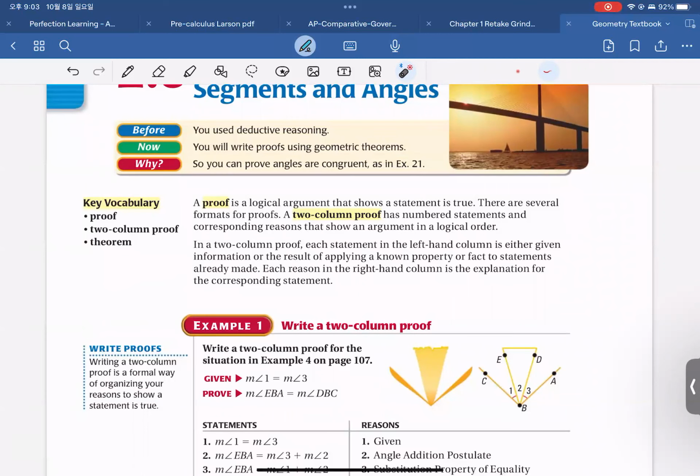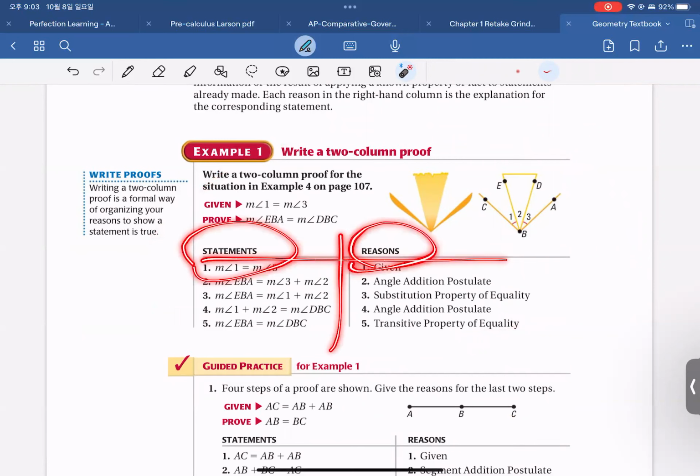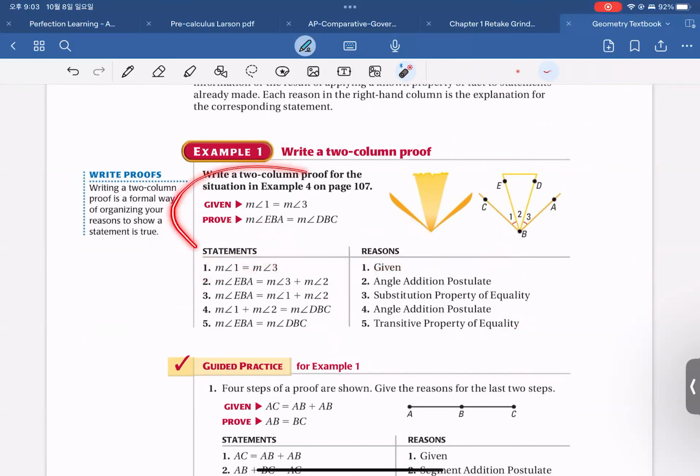So something like this, and this is like a given statement, and so on and so forth. Basically, it's just a column like you see here, where you write a column saying statements and reasons, and it'll probably give you a given and a prove, and often the diagram as well.